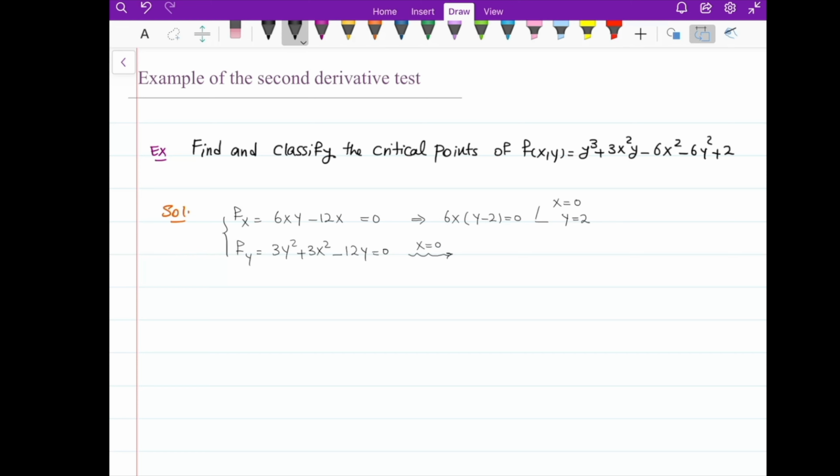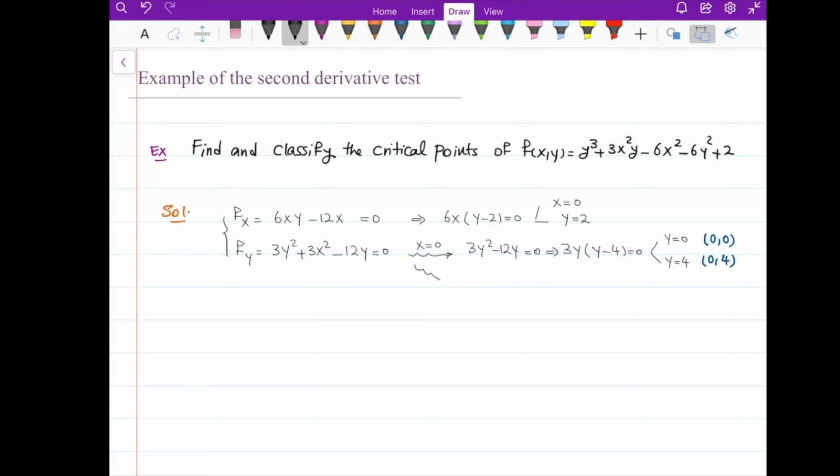So when x is equal to 0, then my partial derivative would be 3y squared minus 12y equals 0. I'm gonna factor out the 3y, so I get y minus 4 equals 0. I get two values in here, y equals 0 and y equals 4. So I got 2 points: when x is 0, y is 0, and when x is 0, y equals 4.